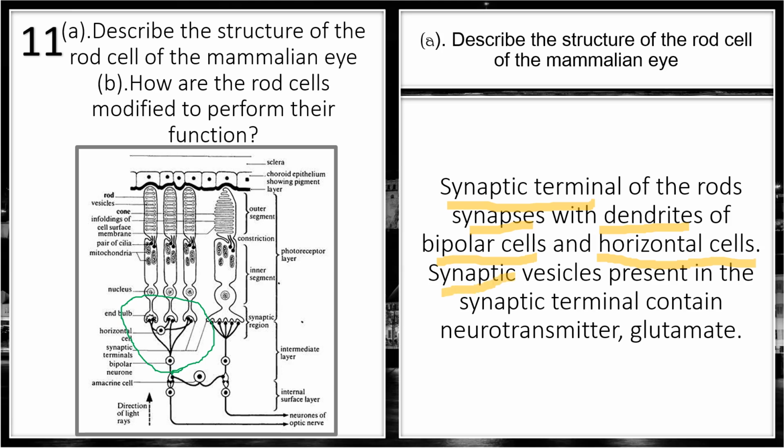The synaptic vesicles present in the synaptic terminal contain a neurotransmitter glutamate. So these synapses contain synaptic vesicles, which contain a neurotransmitter substance called glutamate.